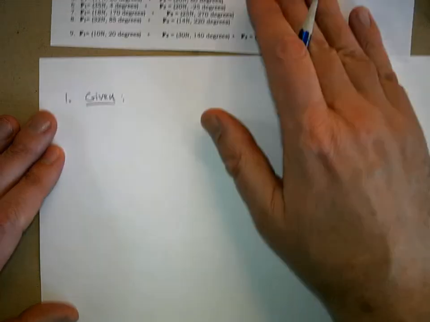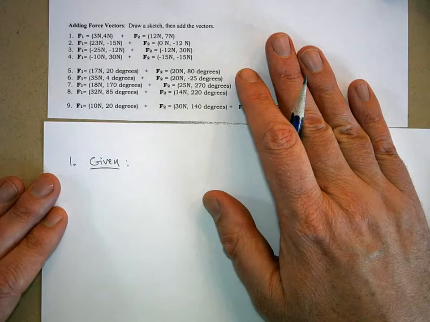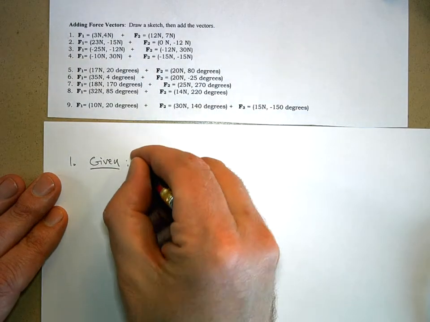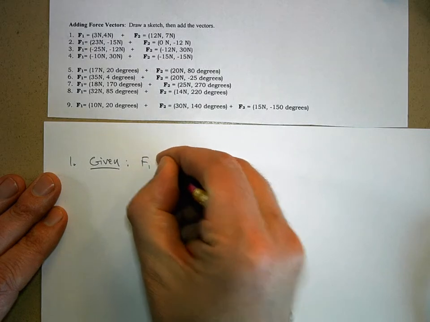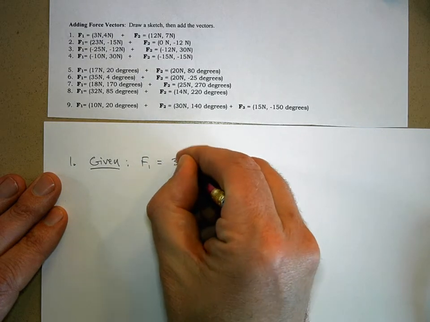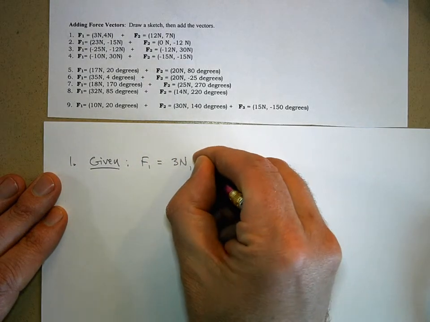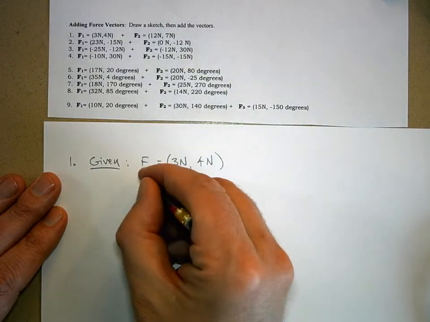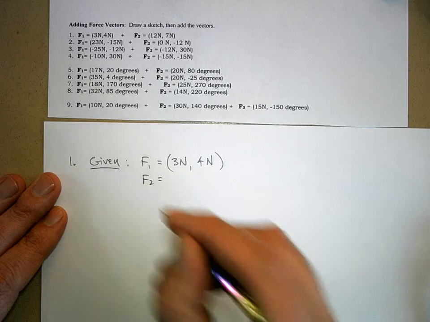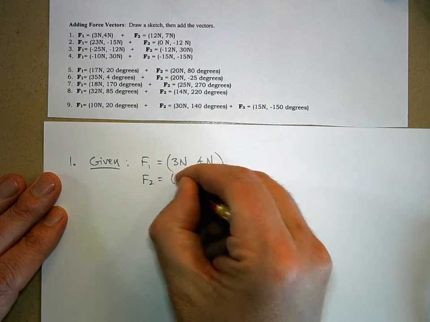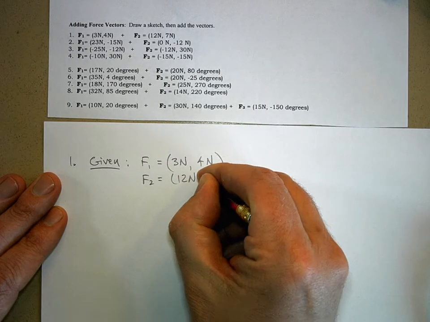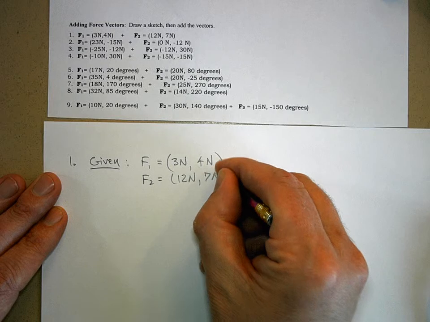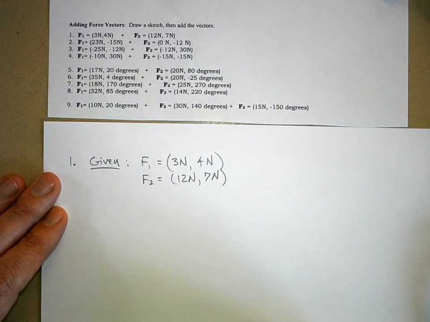Given, well, let's see, in problem number 1, we said F1 is equal to 3 newtons in the x direction and 4 newtons in the y direction. Okay, and then F2 is equal to 12 newtons in the x direction and 7 newtons in the y direction.